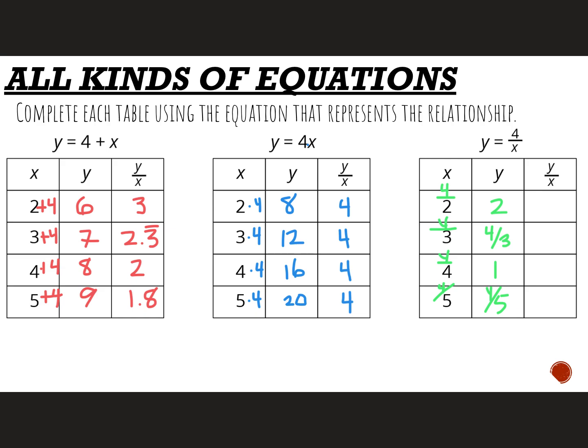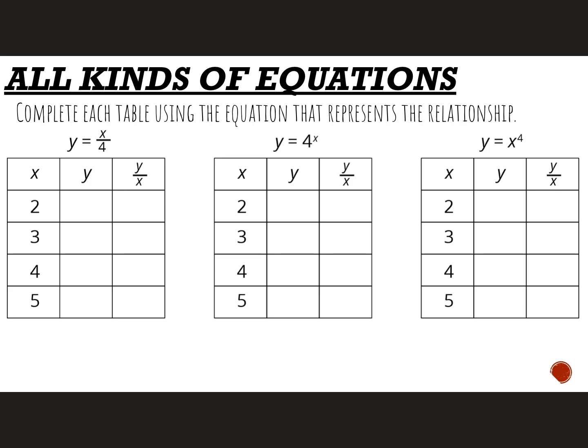And then we're going to find our y over x. So 2 over 2 is 1. 4/3 over 3 is going to be 0.4 repeating. 1 over 4 is 0.25. 4/5 over 5 is 0.16. So those are your y divided by x's.